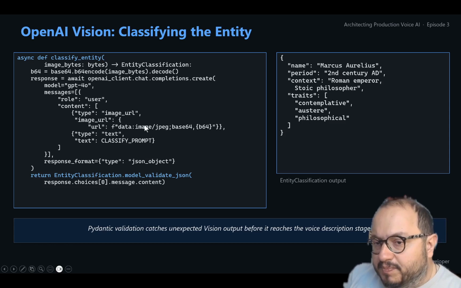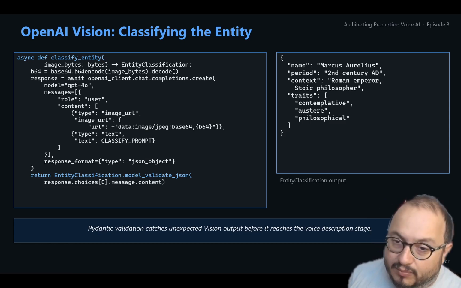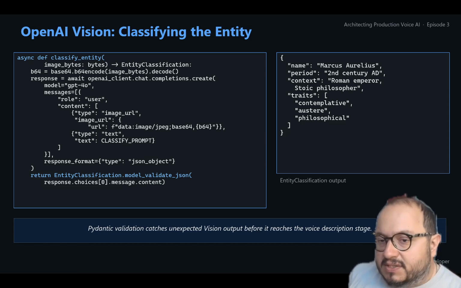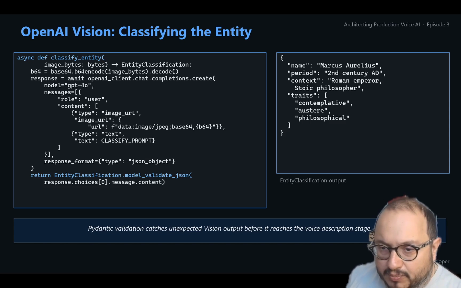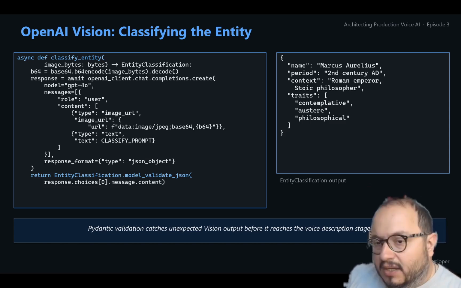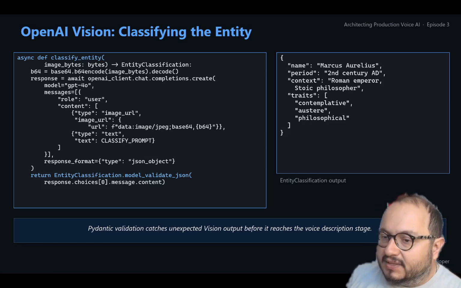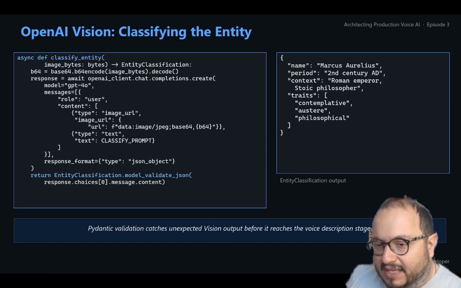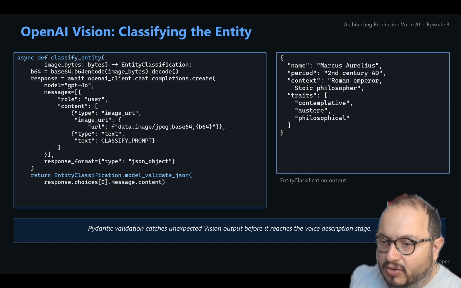The response comes back as a structured JSON object. We validate it against a Pydantic model, entity classification, which has 4 fields. If the vision model returns something unexpected, Pydantic catches it before it propagates to the voice description stage. One important detail: we pass the image as a base64 encoded string in the Vision API call, not as a URL. This keeps the pipeline self-contained. No external hosting required for the images.